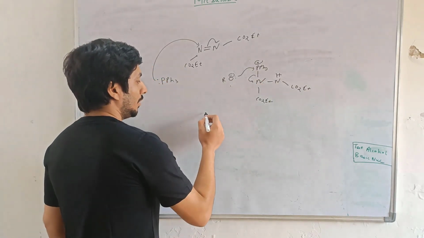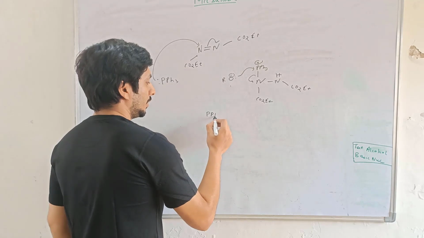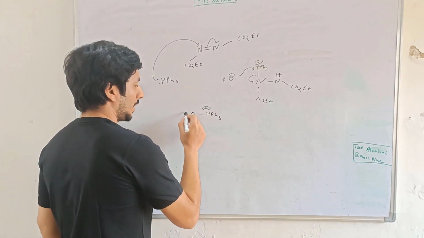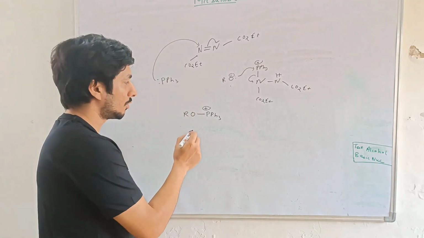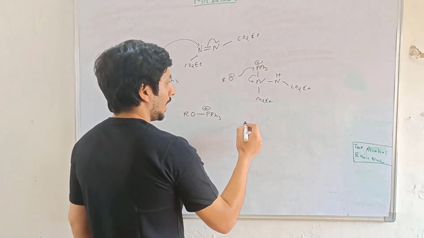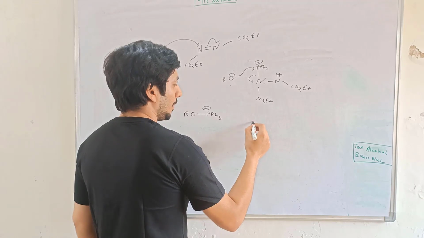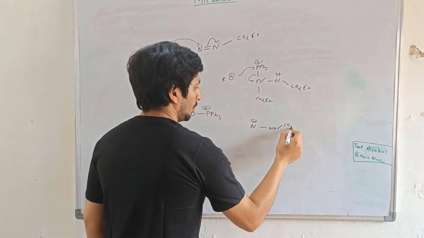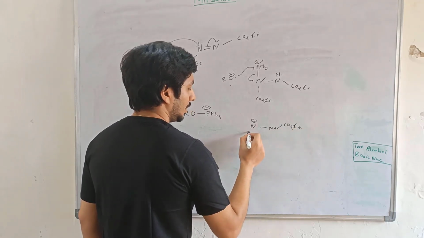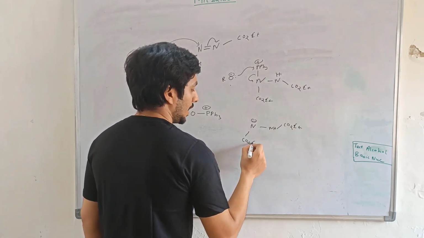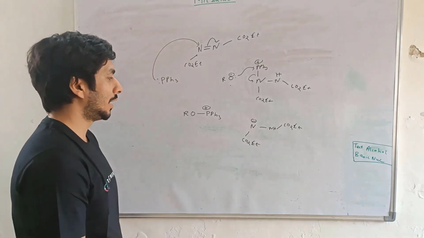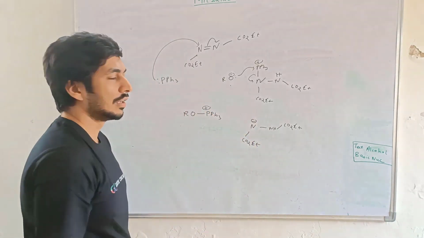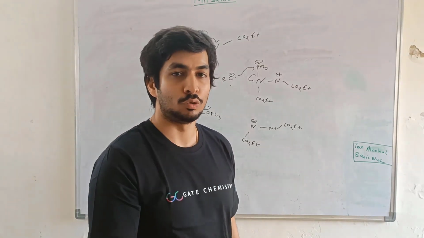So now what do we have? We have PPh3 attached to the oxygen. Oxygen has a very strong affinity, so this over here is our alcohol which is attached to the phosphorus. And now we have N minus NH, CO2Et. So this is our diethyl azodicarboxylate, and then we have N minus over here. Now what happens is this N minus will abstract the hydrogen of the nucleophile.